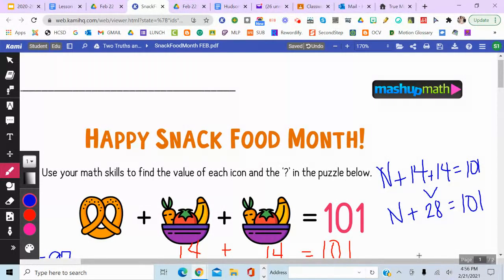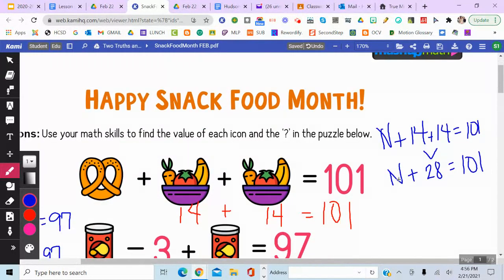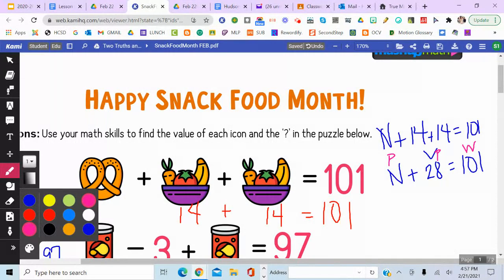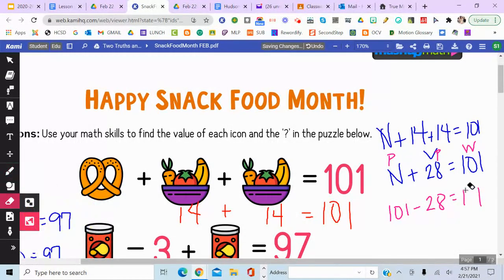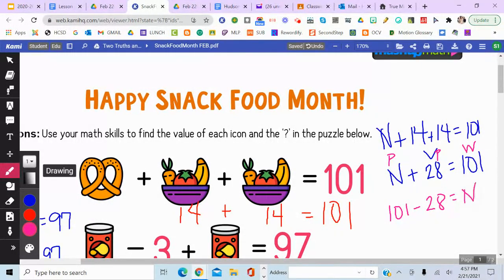Okay, well, I don't have my variable by itself on one side of the equal sign, but guess what? Fact families. Fact families are going to help me here. So remember, this is part plus part equals whole. So remember, if I do whole minus part, it's going to give me the other part. So that's going to, oops, not 101. Whoops. So this is going to help me solve for what that pretzel is.